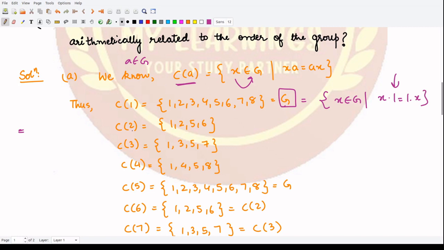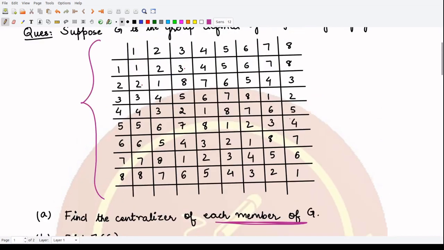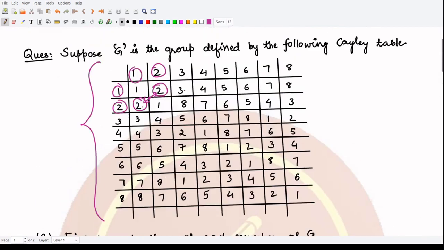What about the centralizer of 2? Here we are looking for all those elements from the group such that they commute with 2. So obviously 1 would come here, 1 star 2 is equal to 2, and 2 star 1 is equal to 2. So they match. What about the other elements?